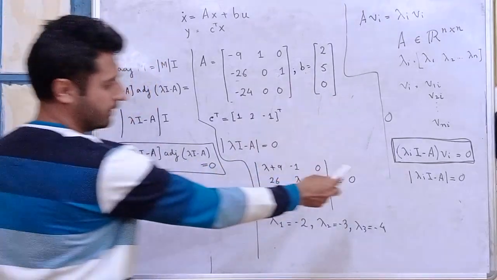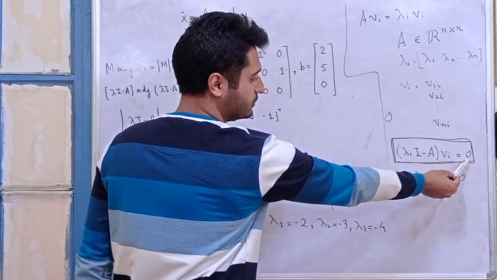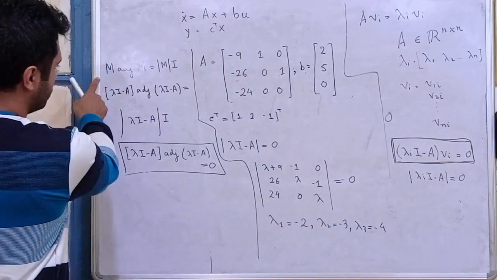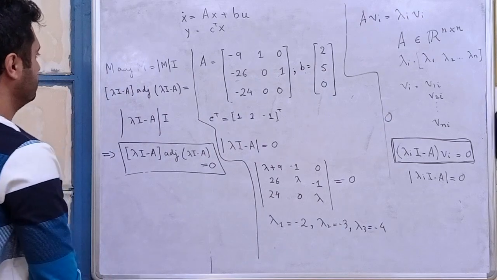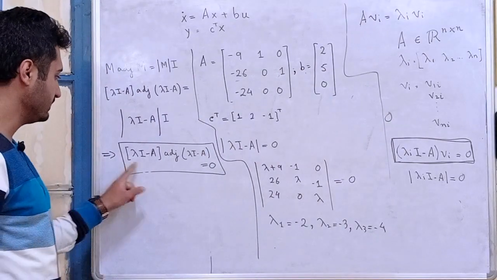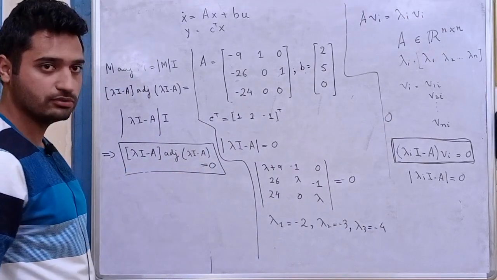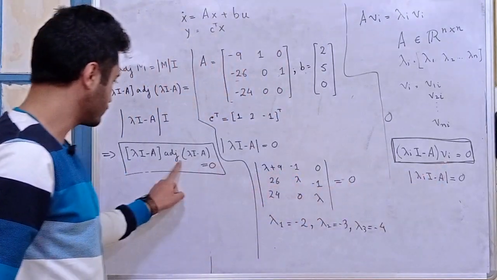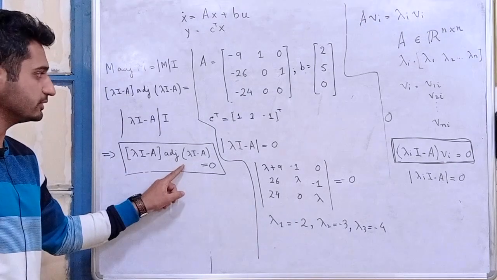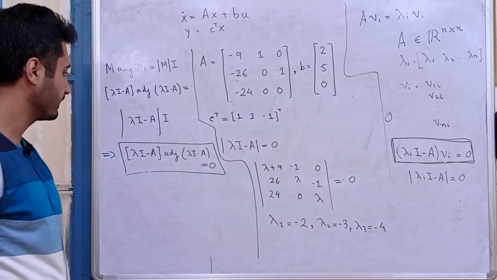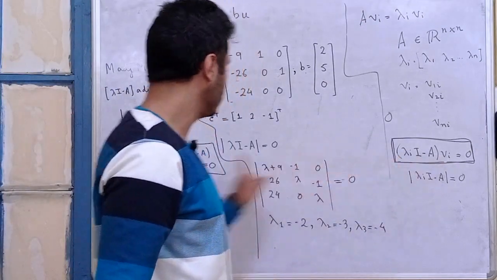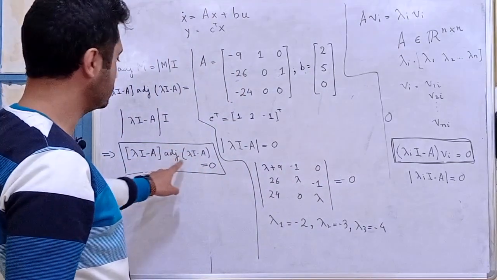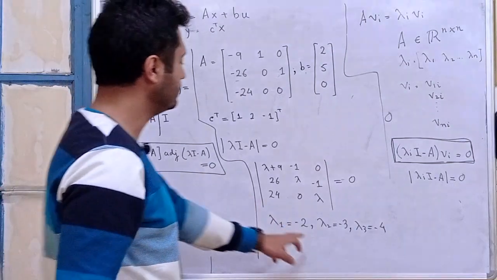First of all, you have lambda I minus A into Vi equals 0 from the property of eigenvectors. The second equation you evaluated from this property of matrices in linear algebra: lambda I minus A into adjoint of lambda I minus A is equal to 0. So this Vi is proportional to the non-zero columns of this adjoint matrix, because here you have a matrix and there you have a vector. We will use this property to solve for the eigenvectors.